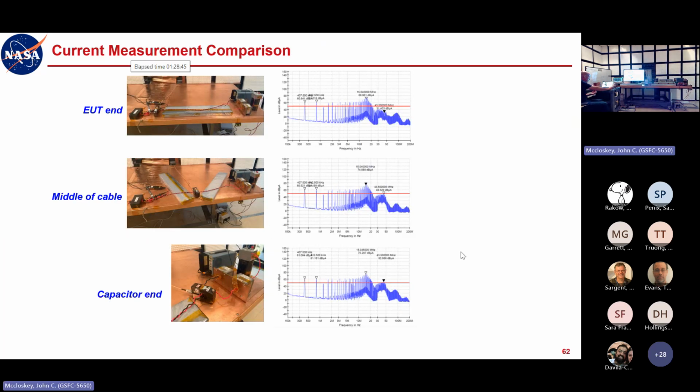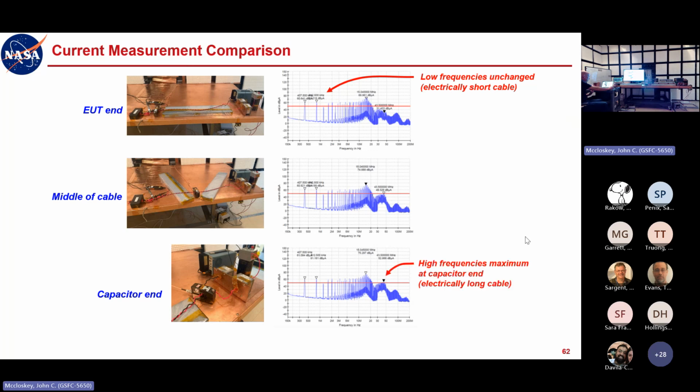So I believe that's the point I'm making here. At low frequencies, when the cable's electrically short, things don't really change in any measurable way. But at high frequencies, when the cable is electrically long, the maximum is at the capacitor end.